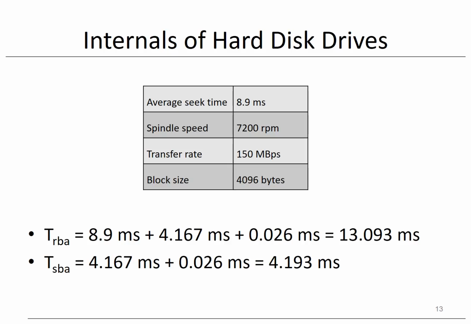For a hard disk drive with the characteristics depicted in the table, we have TRBA equals 8.9 milliseconds plus 4.167 milliseconds plus 0.026 milliseconds equals 13.093 milliseconds. TSBA equals 4.167 milliseconds plus 0.026 milliseconds equals 4.193 milliseconds.